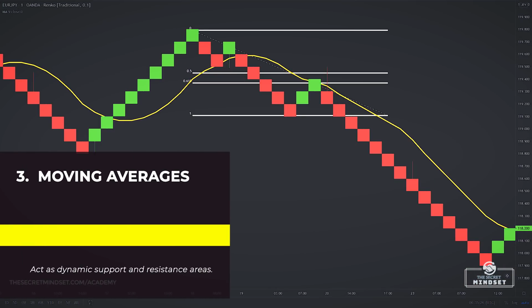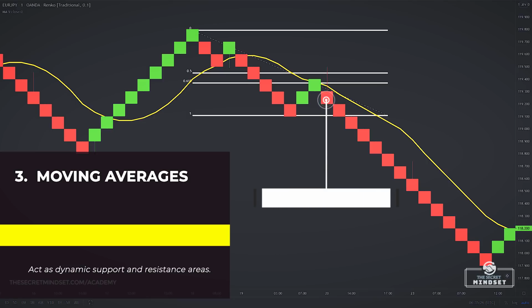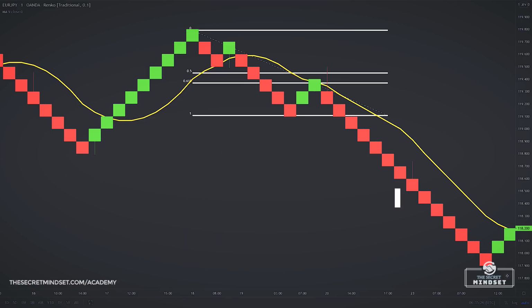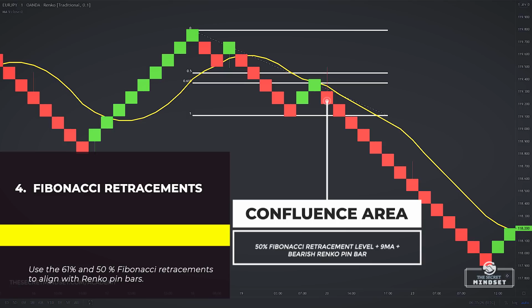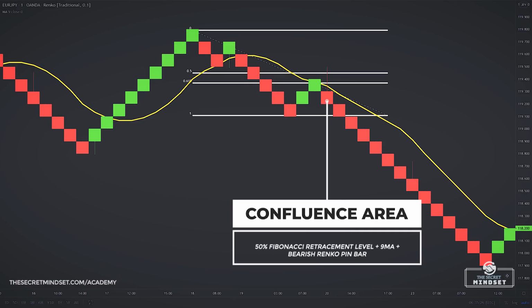Moving averages could represent another Confluence factor. I personally add the 10 or the 20 moving average, depending on the market I'm trading. This trading tool acts as a dynamic support and resistance level, and it's a very important factor of Confluence in trending markets. Fibonacci retracement tool is another factor of Confluence. You could use the 61 and the 50% Fibonacci retracement to find the most powerful areas in the market to align with Renko pin bars.